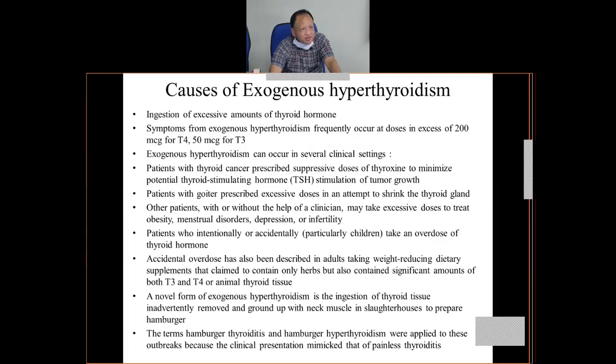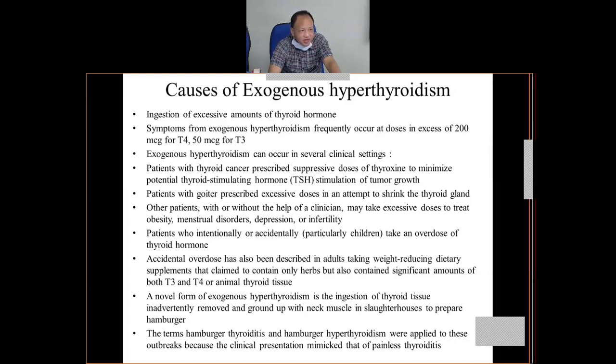How does exogenous hyperthyroidism occur? Ingestion of an excessive amount of thyroid hormones occurs because it can be a patient with thyroid cancer, where we want to reduce the function of the thyroid. Patients with goiter may be prescribed doses to shrink the thyroid gland. Other patients, with or without the help of clinicians, take excessive doses to treat obesity, mental disorders, depression, or infertility. Patients may intentionally or accidentally take an overdose of thyroid hormone. Accidental overdose has also been described in adults taking weight-reducing dietary supplements.